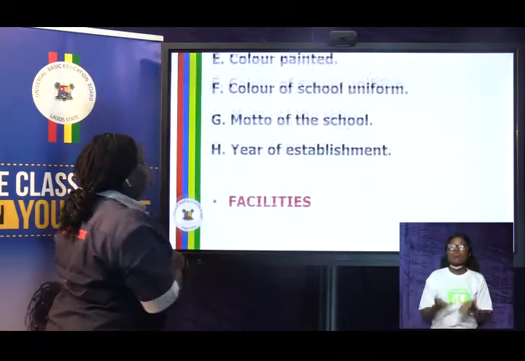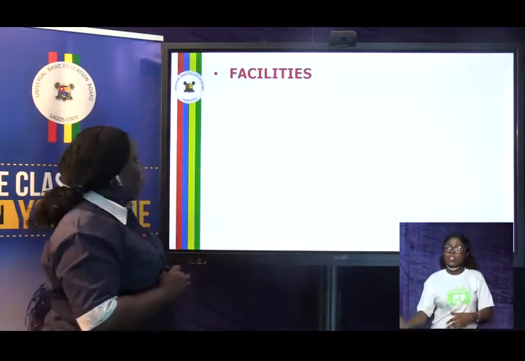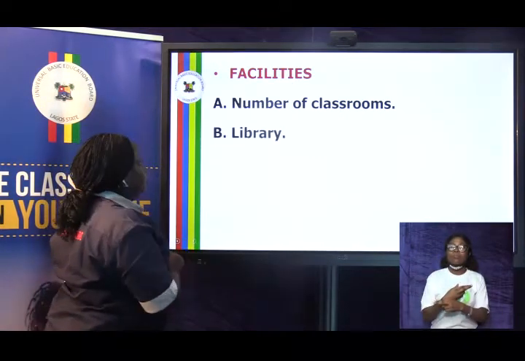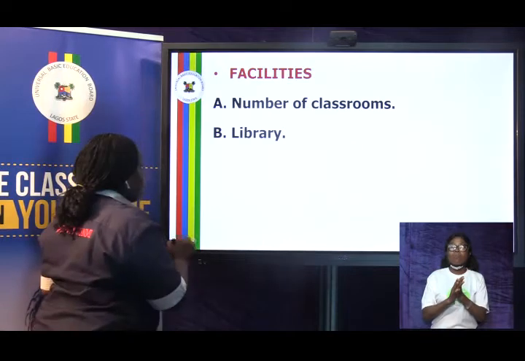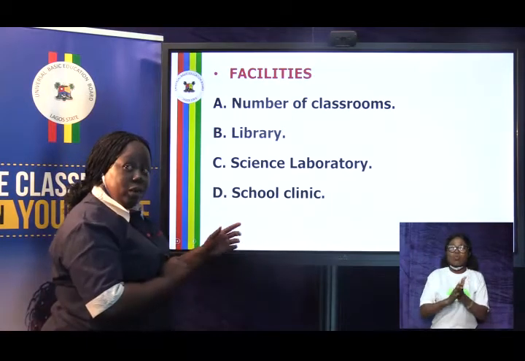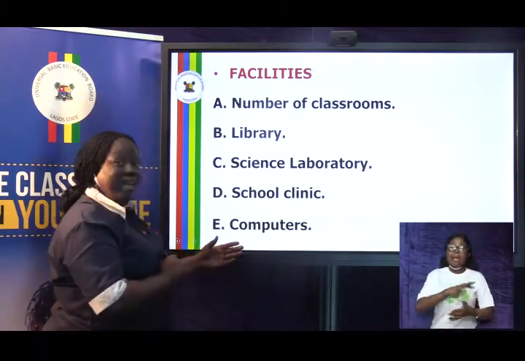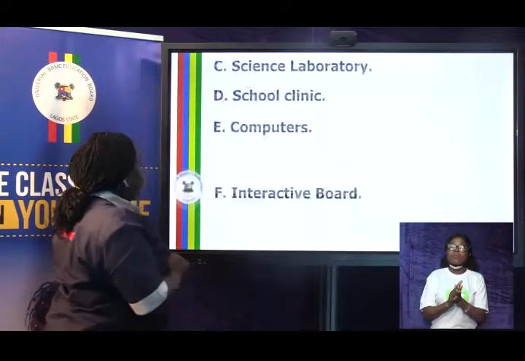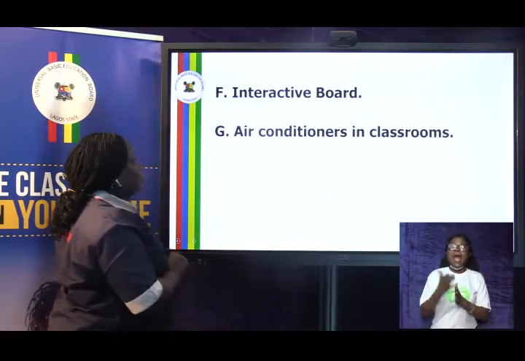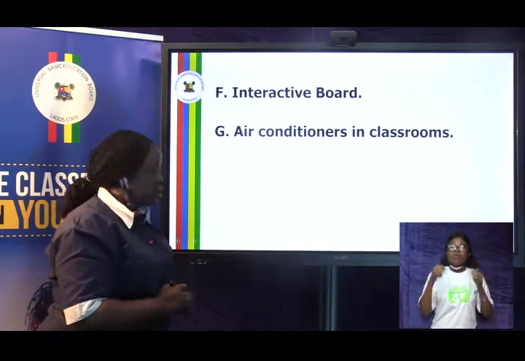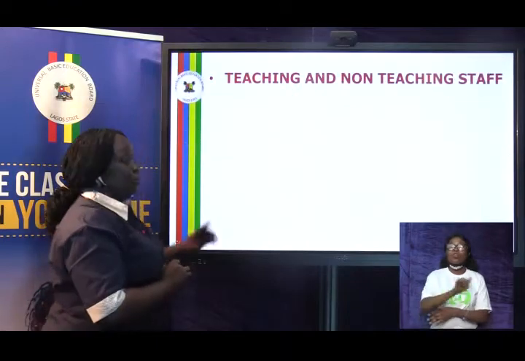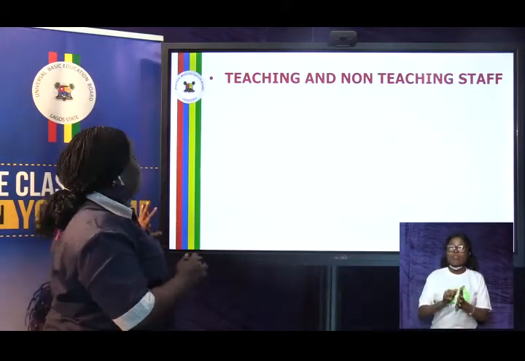That's about introduction. Then what are the facilities that you have in place in your school? Number of classrooms. Is there a library in your school? Do you have a science laboratory in your school? Is there a school clinic there? Are there computers in your school? Do you have an interactive board like this in your school? Are there air conditioners in your classrooms? Is there a playing field in your school? Those are the facilities that should be available in your school.